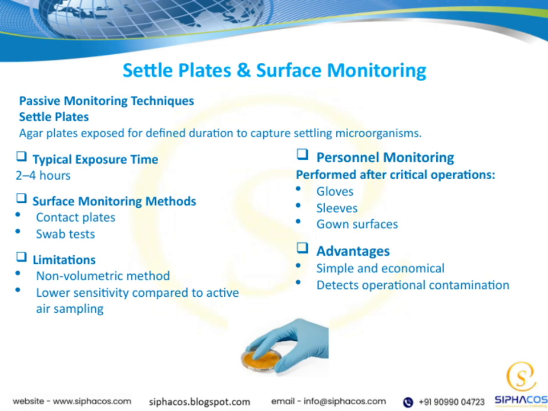We use contact plates or swab tests to check surfaces. But keep in mind, this is a passive method. It doesn't measure air volume and isn't as sensitive as active air sampling. It's a key part of surface monitoring, using settle plates to catch microorganisms that settle over time.